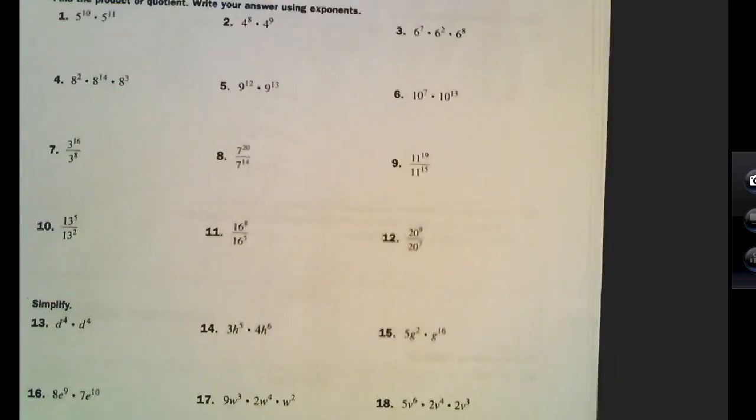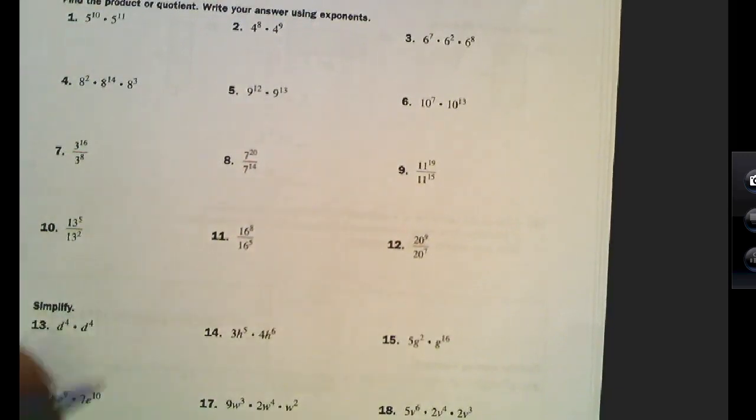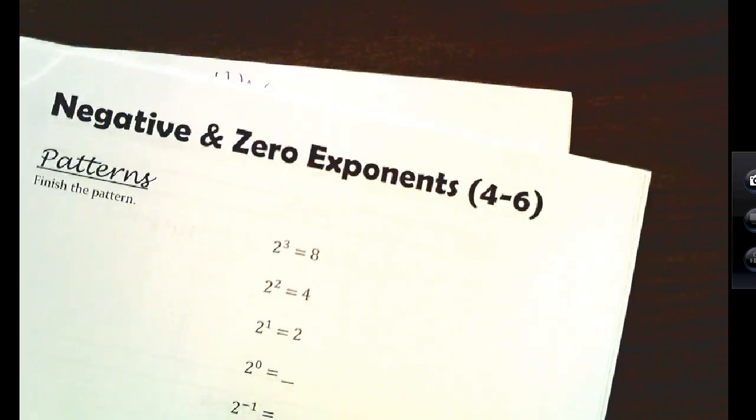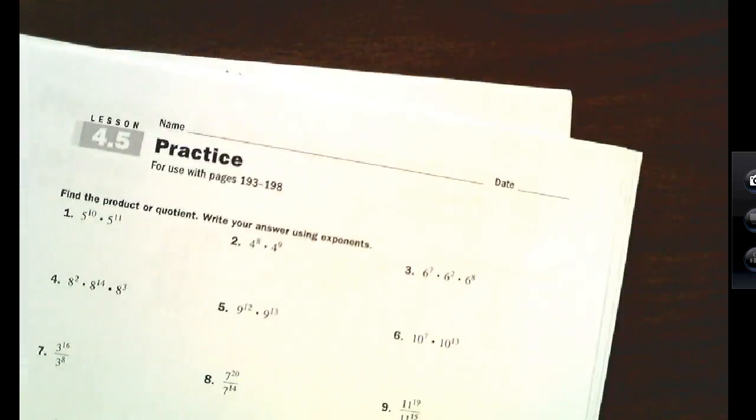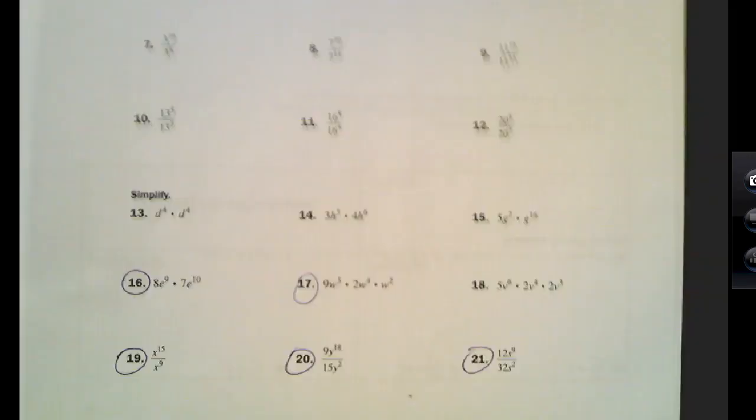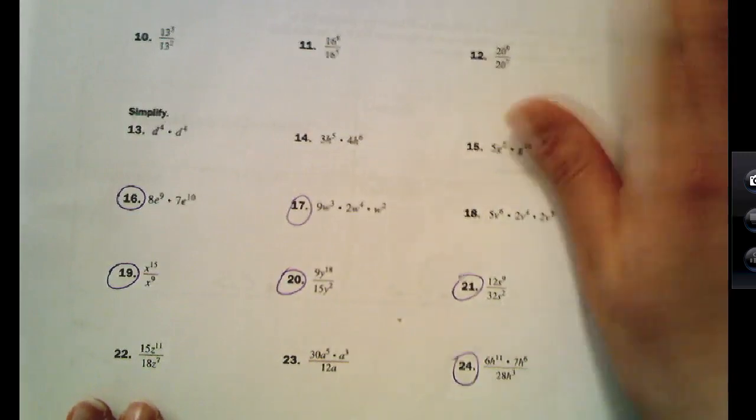And your homework for tonight, I have no idea why this blank page printed, but it did. For your homework tonight, I want you guys to do, let's see here. Let's do 16, 17. Hold on a sec. 19, 20, 21, 24. So 6 questions on the front. This is the 4-5 worksheet. 6 questions on the front.